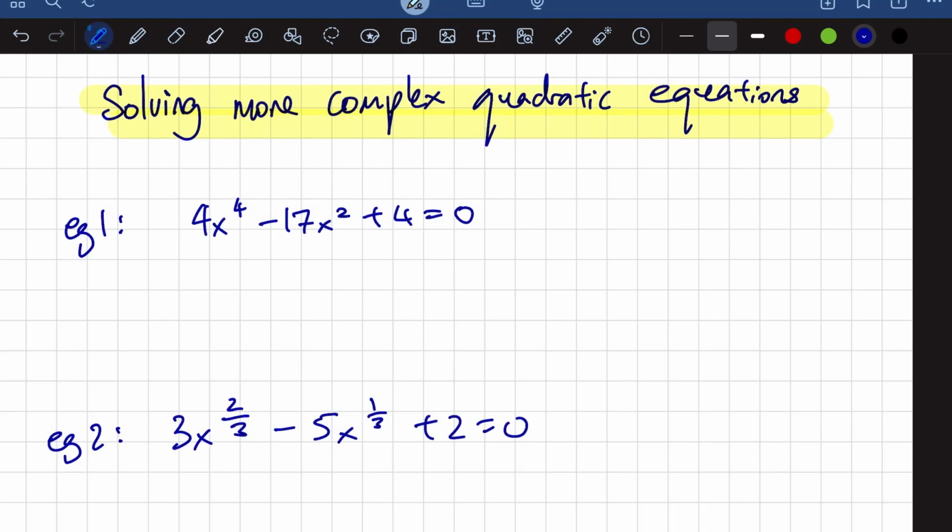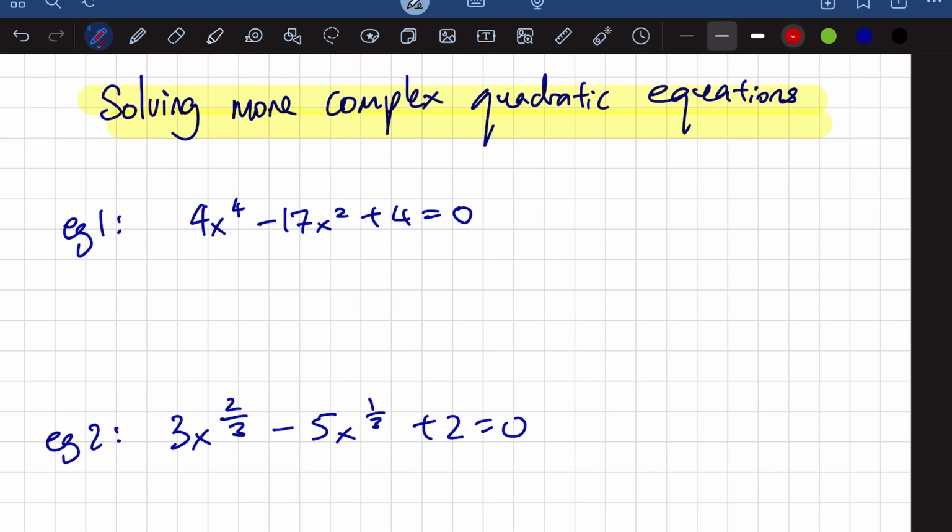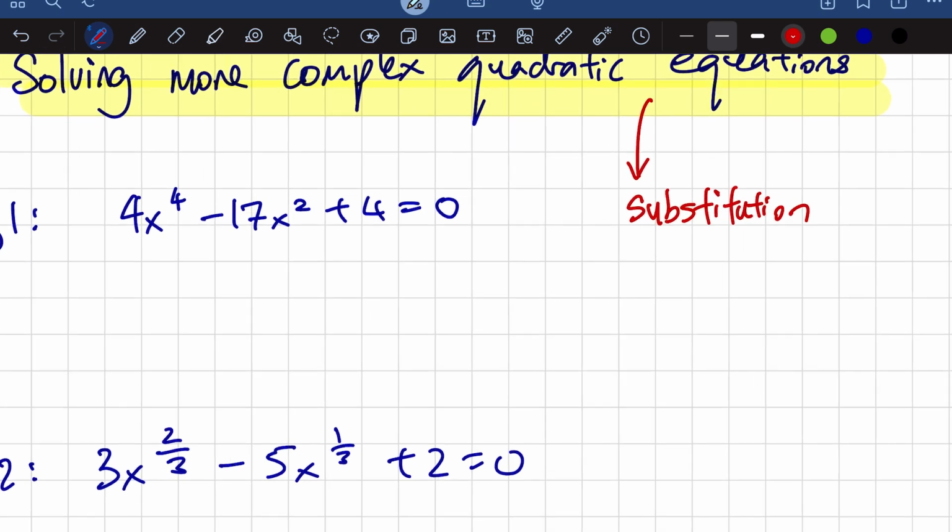All right, hi everyone. We're going to look at solving more complex quadratic equations today. Now, the very important skill that we will apply here is what we call substitution. We usually want to substitute a more complex, non-quadratic looking expression into a quadratic equation. So we have to be creative in how we substitute. Let's look at example 1.